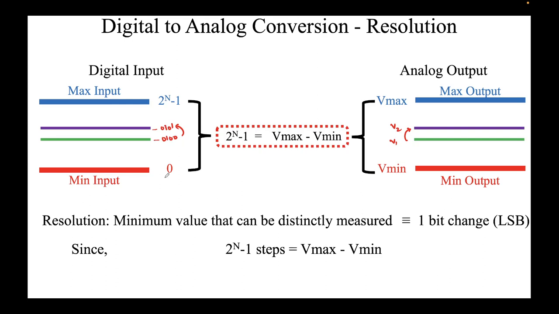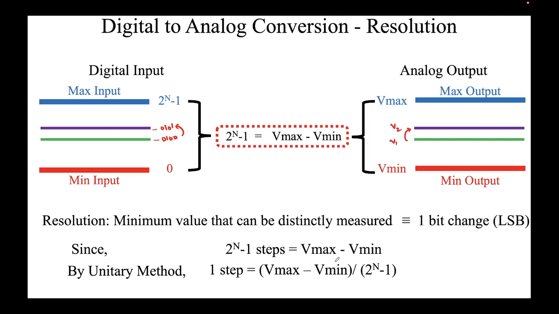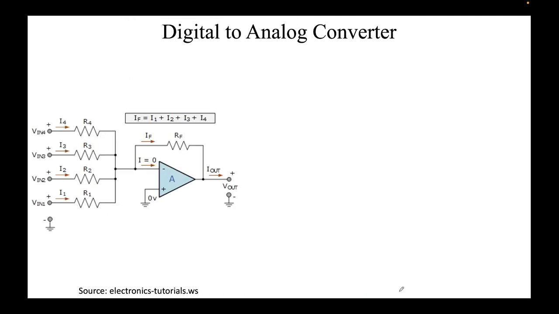Okay, so we know that there are 2 raised to the power n minus 1 steps, and this is equal to Vmax minus Vmin. We already established that. Now using the unitary method, we can simply say one step is nothing but Vmax minus Vmin over 2 raised to the power n minus 1, and one step in digital domain will map to the minimum resolution in the analog domain, right? So I can simply say the resolution here will be Vmax minus Vmin over 2 raised to the power n minus 1. So that's the resolution that we'll obtain. Okay, right. So that's the resolution part.